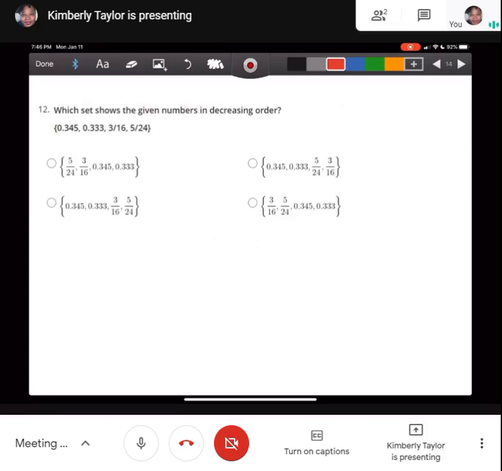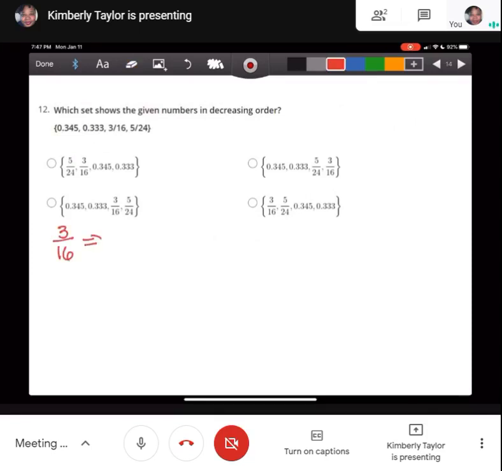It says, which set shows the given numbers in decreasing order? So we have all of these numbers. Two of them are in decimal form and two are in fraction form. I'm going to convert the ones that are in fraction form to decimals, because I think it'll be easier to compare them to one another and put them in decreasing order.